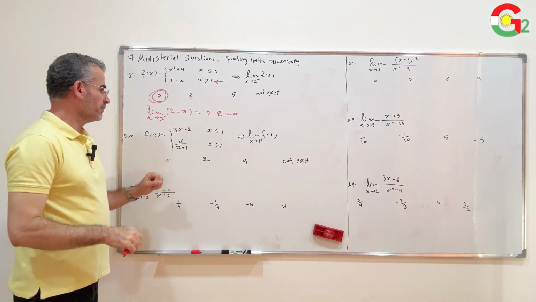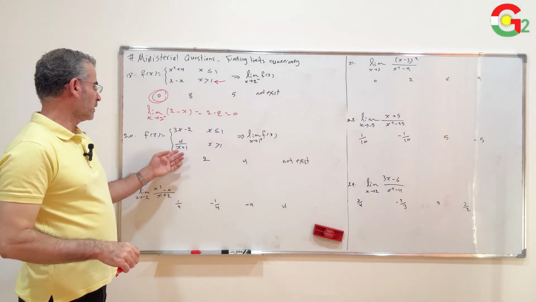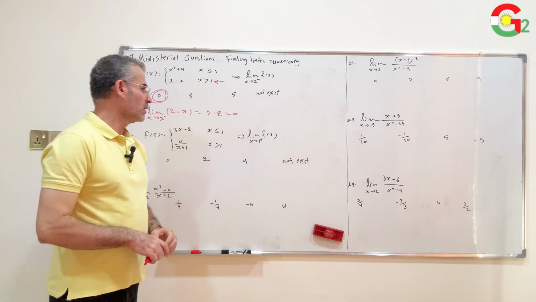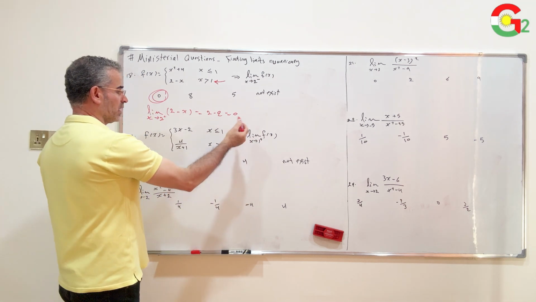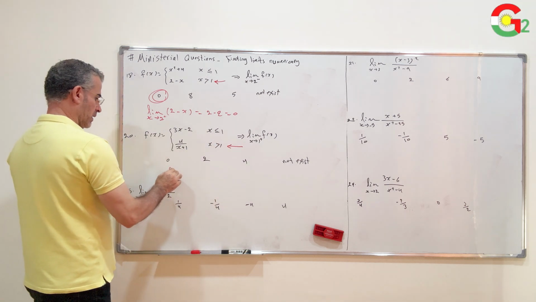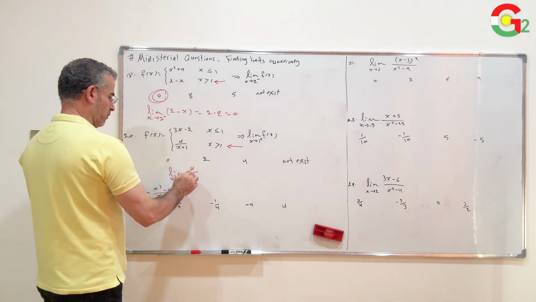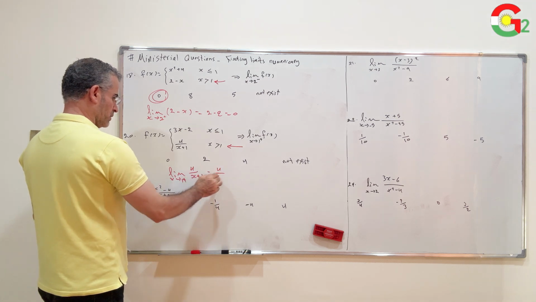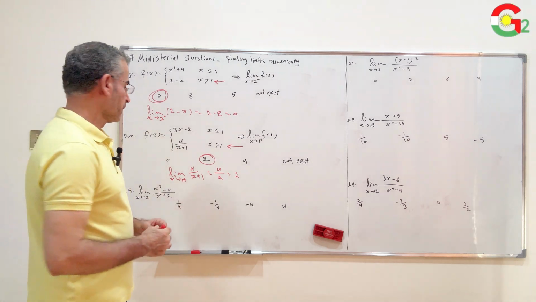Question number 20. F of x equals 3x minus 2 when x less than or equal 1, 4 over x plus 1 when x greater than 1. Find the limit when x approach to 1 from right. 1 from right, it means when x greater than 1, then I substitute in this segment, then the limit when x approach to 1 from right, f of x will be 4 over x plus 1 equal to 4 over 1 plus 1, 2, 4 over 2, 2, choice B.